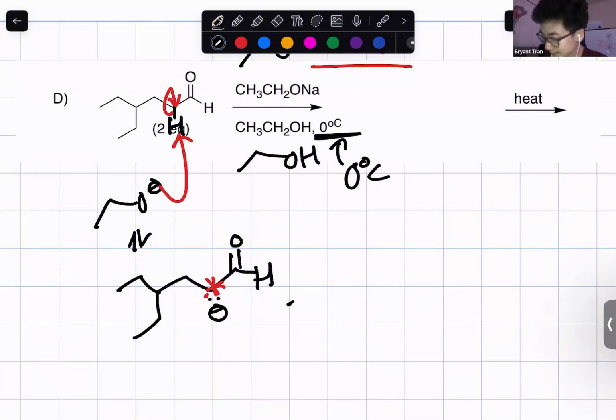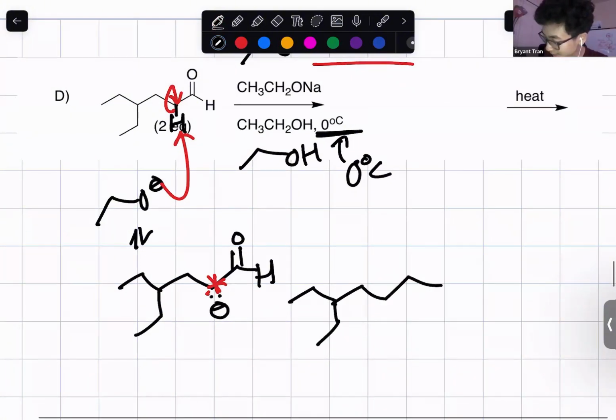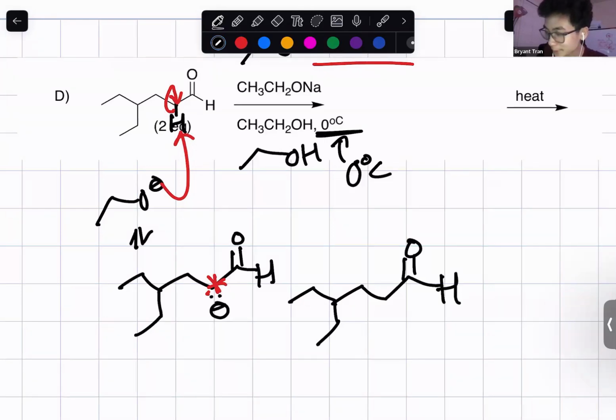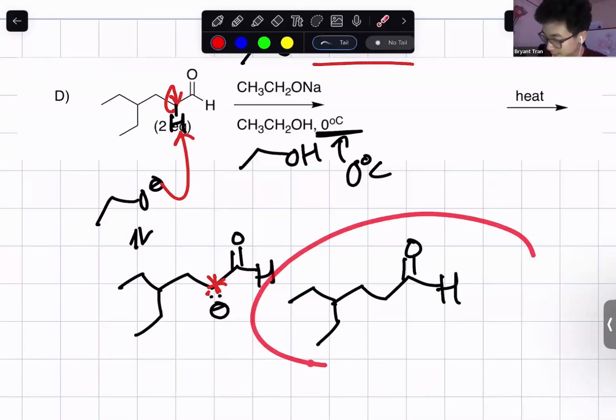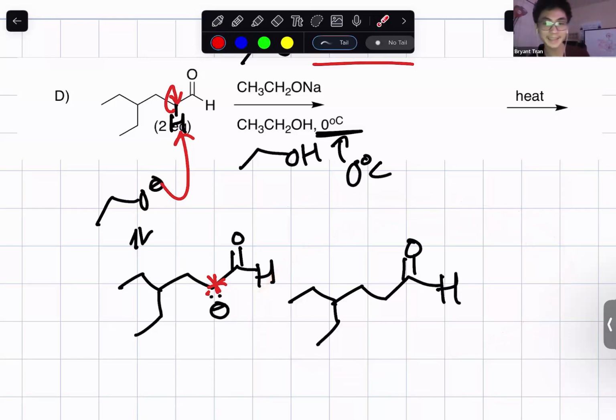Now, I'm going to bring in my second equivalent of the aldehyde. Where can you guys find an electrophilic carbon here in the second equivalent of the aldehyde?